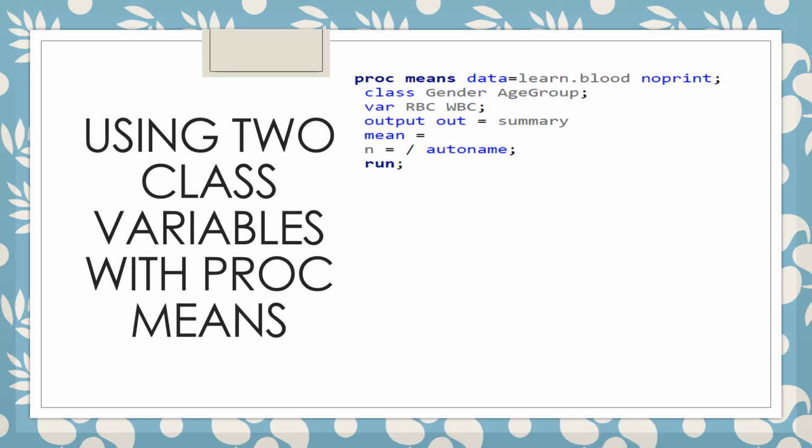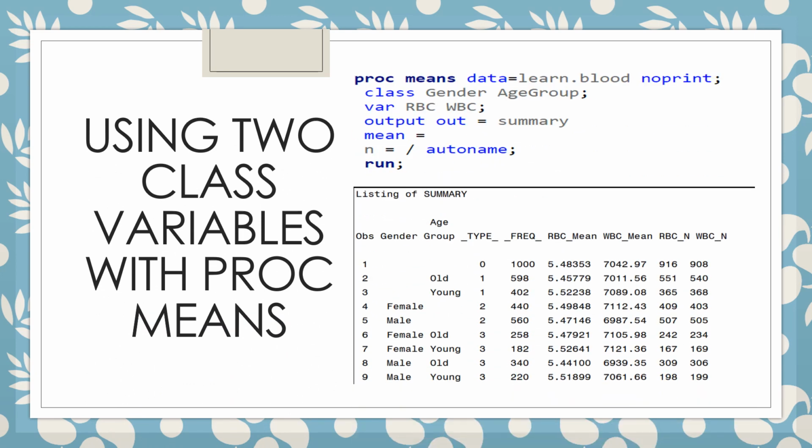Things start to get more complicated when you have more than one class variable. Suppose you want to compute the mean and the number of non-missing values for RBCs and WBCs for each combination of age group and gender. You place these two variables in the CLASS statement and create an output dataset just as we did earlier with only one class variable. Notice that things are getting more complicated.